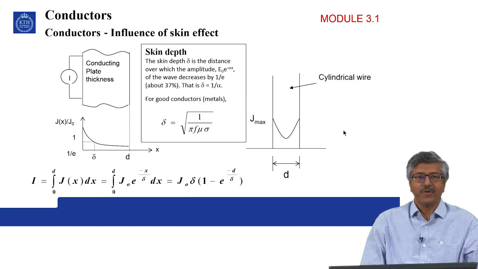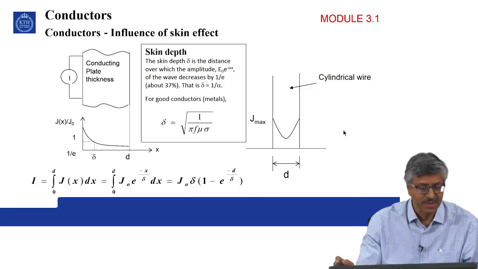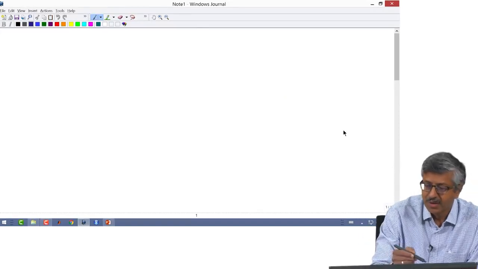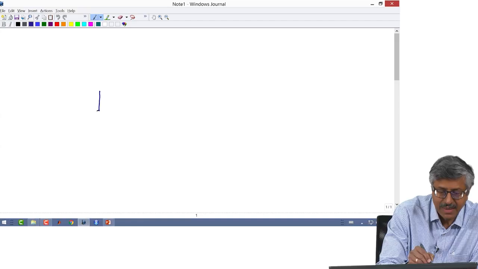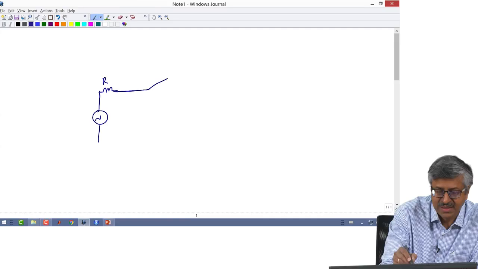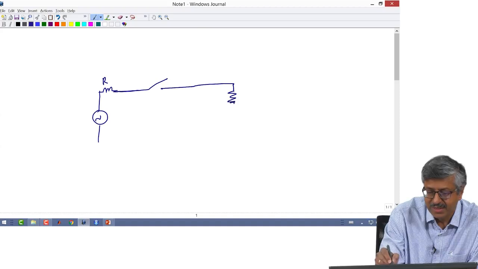Now, before talking about conductors, I will try to illustrate what I mean to achieve in this chapter. Take a case of a source. It has some internal impedance, let us represent it by R. So this source is connected to a load by a switch. Then you have certain resistance and inductance for the load.